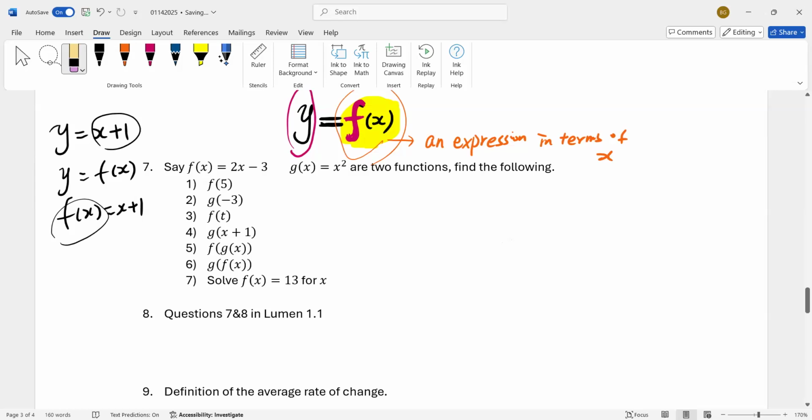Let's say we have two different functions, so we need a different letter. Besides f of x, we also have g of x. F of x, as you can see, is an expression in terms of x, right? It is 2x minus 3. You can also see this equation as y. Remember, f of x is just y. Y equals 2x minus 3. So this is the function y equals 2x minus 3. It's just we use f of x to represent it.